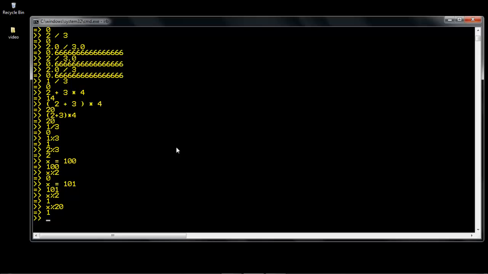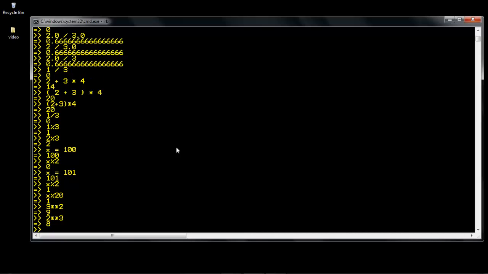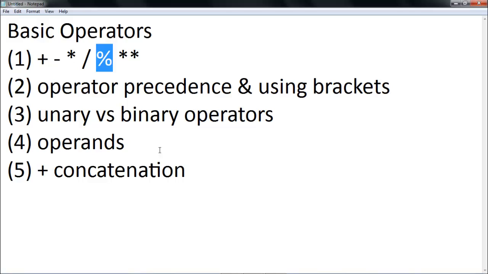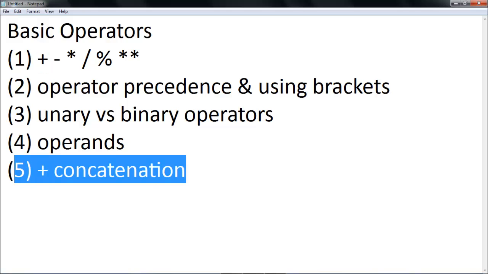What about the power operator? 3 to the power of 2, 2 to the power of 3. Okay, straightforward. Two asterisks stuck together. Now, obviously all these operators work on numbers. It doesn't make sense to have a string to the power of another string, or a string mod a number. The only operator whereby you can use strings in this case will be the addition operator. I'll talk about that here.